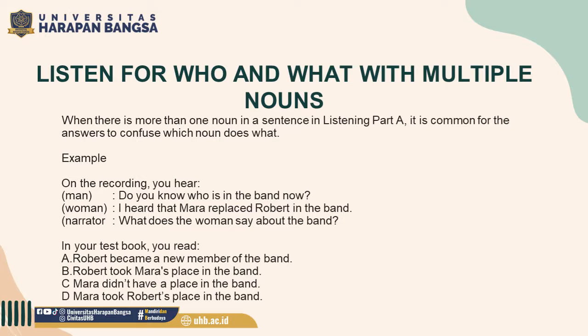In your textbook, you read, A, Robert became a new member of the band. B, Robert took Mara's place in the band. C, Mara didn't have a place in the band. And D, Mara took Robert's place in the band.